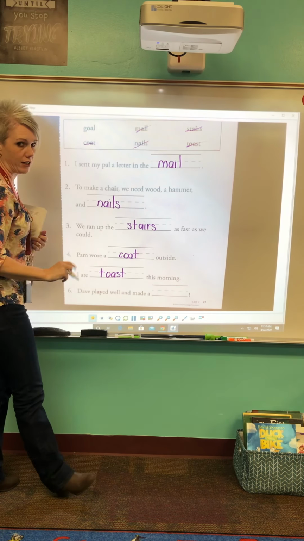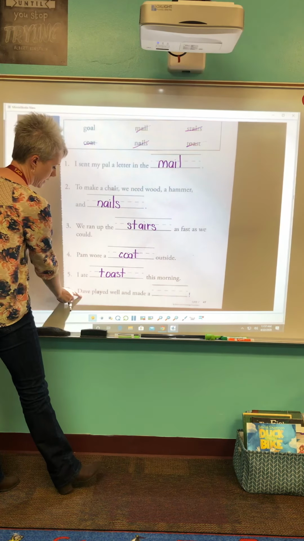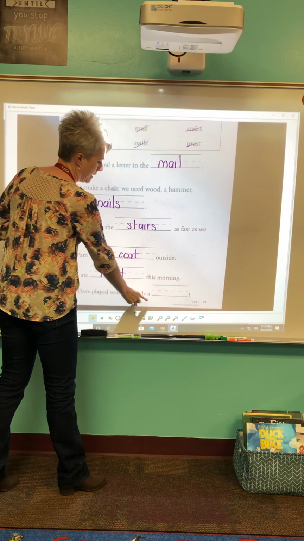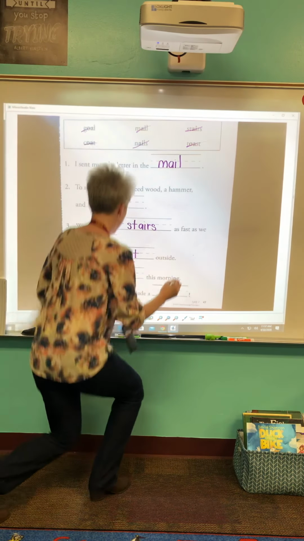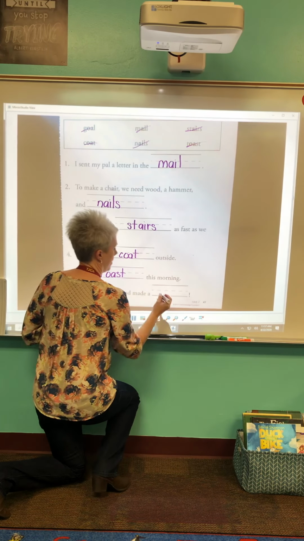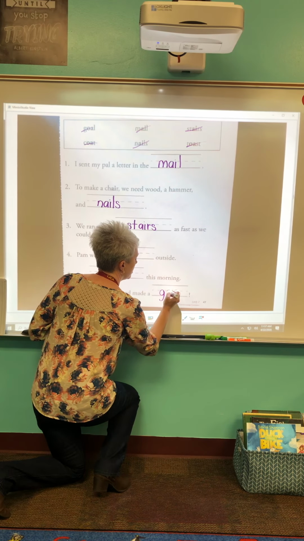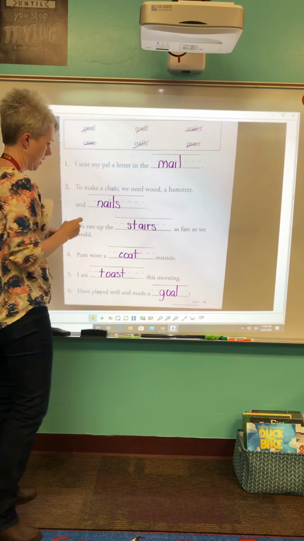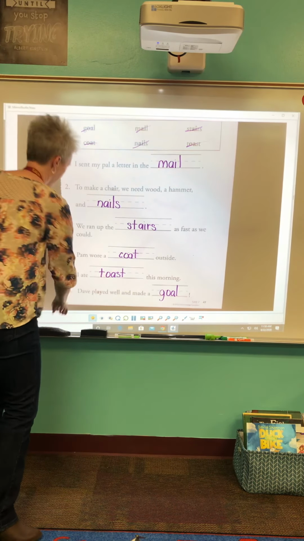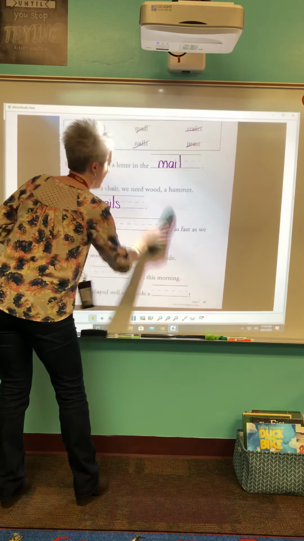We only have one word left. Let's make sure it makes sense. Dave played well and made a goal. Yeah, I would say that's it. Dave played well and made a goal. All right, flip your paper over to the back side.